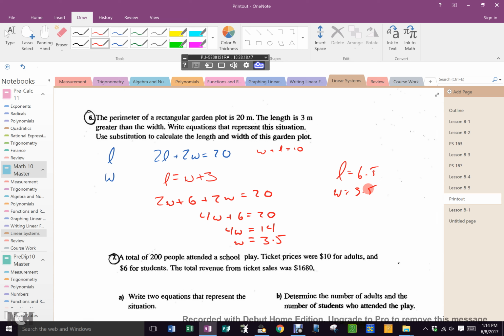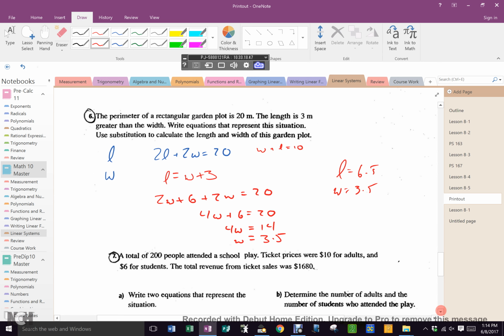Have we ever had a question come out to a decimal before? No. But did we do our math right? So are we confident? All of you would be like, no, it can't be a decimal. So what would you do to check it? You would go back right here. Is 3.5 plus 3 6.5? Yes. Is 7 plus 13 20? Yes. So you did it right, even though it came out to a decimal.